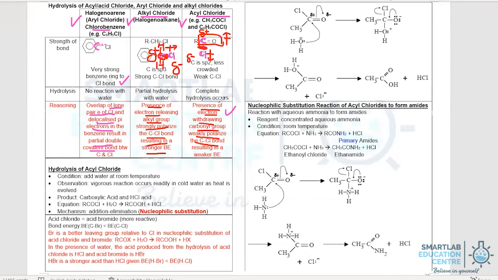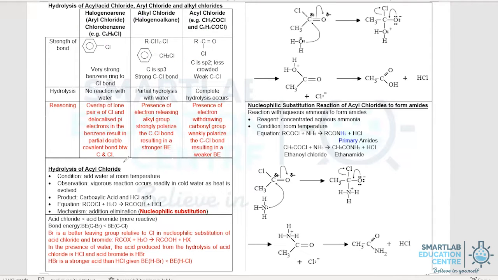And in conclusion, that explains why halogenoarene does not undertake hydrolysis reaction with water molecules, which is a nucleophile. Halogenoalkane undertakes partial hydrolysis with water molecules in the nucleophilic substitution. And finally, acid chloride easily undertakes complete hydrolysis, which is a nucleophilic substitution in the presence of water. With that comparison done, let's now study acid chloride.